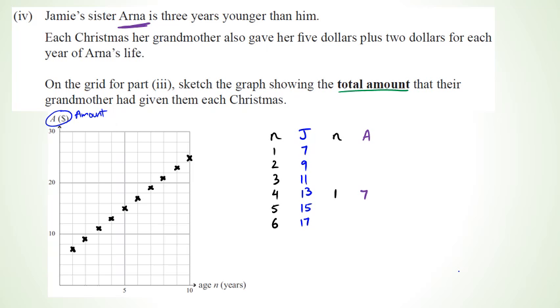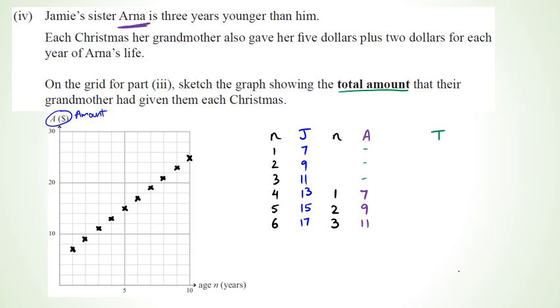So what we then have is Anna is going to be 2 and 3, and so she's getting $5 plus $2 for each of her birthdays, so she's going to get 7, 9 and 11. Okay, so now however, this question is actually asking you for the total amount of money that they have. So if you look at the total amount of money they have, she's not born yet, so we've got 7, 9, 11, but of course we're not really going to worry about those 3 things. So we're looking at the total amount that their grandmother had given them each Christmas.